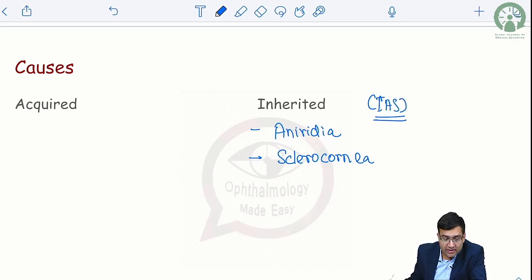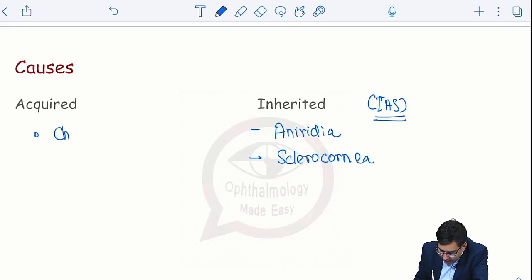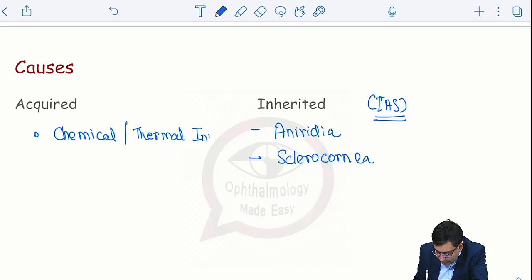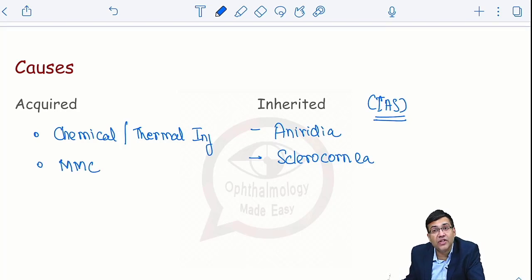And the acquired causes, the most important one is any type of chemical or thermal injury, like acid attack injuries. Okay, then use of mitomycin C. Mitomycin C we use in the pterygium surgeries, in ocular surface squamous neoplasia. We can also use mitomycin C when we are doing a trabeculectomy surgery of glaucoma. Okay, we would discuss mitomycin C also, but here remember, mitomycin C is a drug which can basically cause limbus stem cell death, and that's why it can cause a limbus stem cell deficiency.